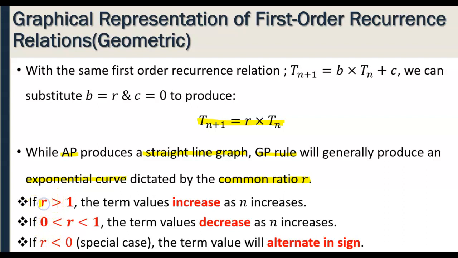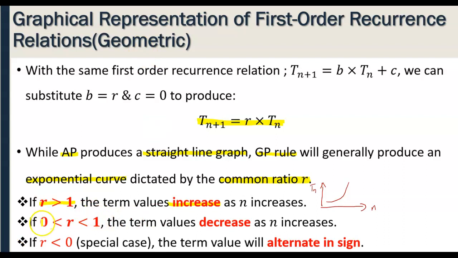First, when the R value is more than 1, that means your term value will increase as the N value increases. So how would the graph look like? Exponential curve. So as the N increases, your term increases as well.